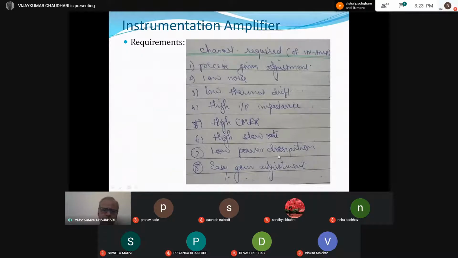Low power dissipation. Of course, this is the requirement of any electronic device, so the instrumentation amplifier must also have low power dissipation. And the most important feature required is easy gain adjustment. Gain adjustment should be very easy. If we have only one resistance or potentiometer, we must be able to rotate that potentiometer and the gain must be adjusted. It should be so easy to adjust gain. These are the requirements of an instrumentation amplifier.